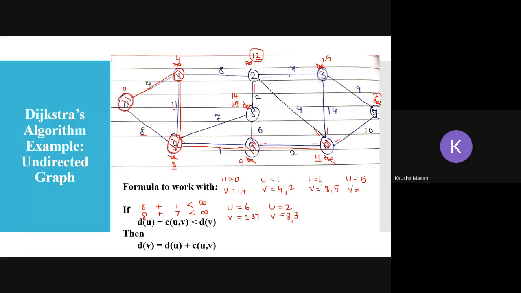Now go and check for 3. 12 plus 7 is 19. 19 is obviously less than 25, so you are going to update this distance from 25 to 19. With this we explored vertex 2. Now again go and check the next value of u. The next value of u will be the shortest distance vertex. Which is the shortest distance? Tell me.